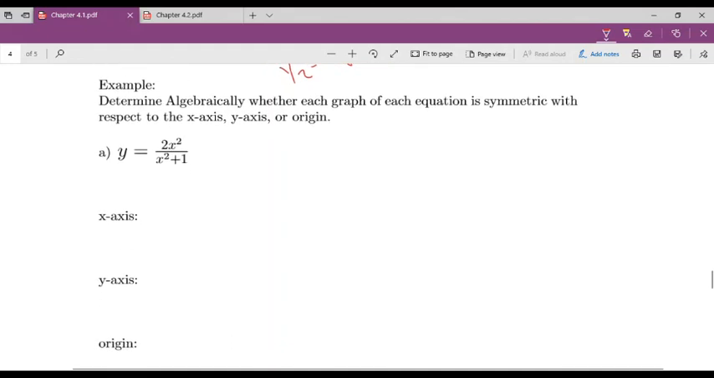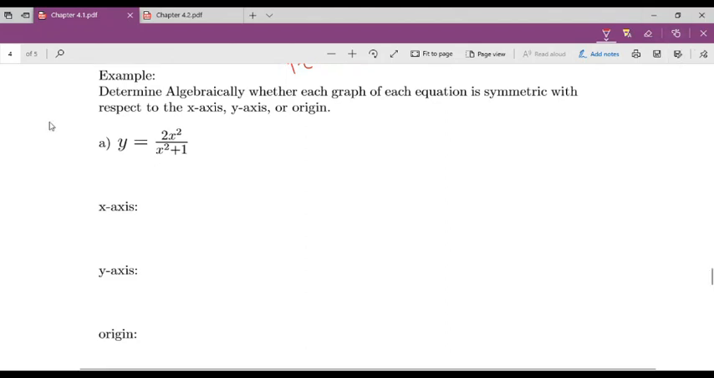We've got a whole host of examples that we're getting ready to go through, and I'm going to take you through the easiest way to do these. It says determine algebraically whether the graph of each equation is symmetric with respect to the x-axis, y-axis, or origin. We've got the equation y equals 2x squared over x squared plus 1.